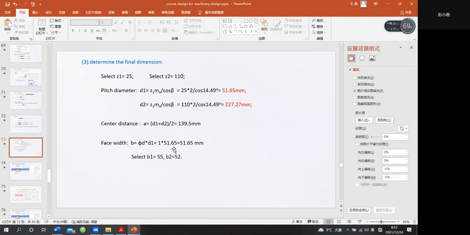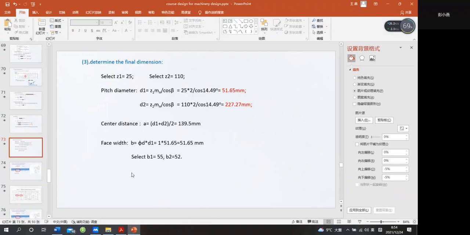Any problem? Any problem for the design of gears? Okay. A little waiting room. Okay.